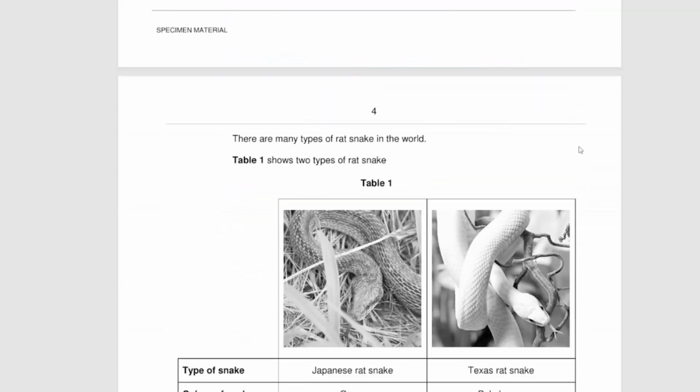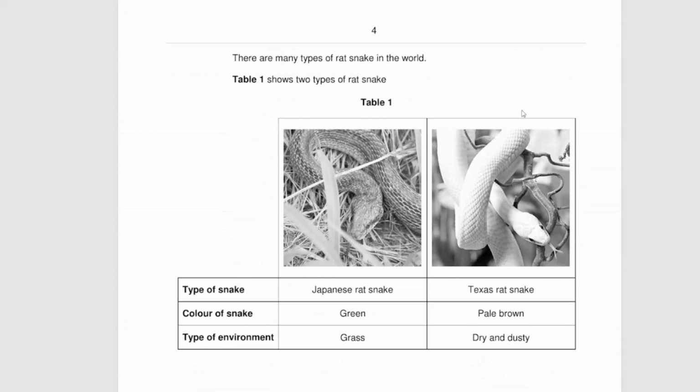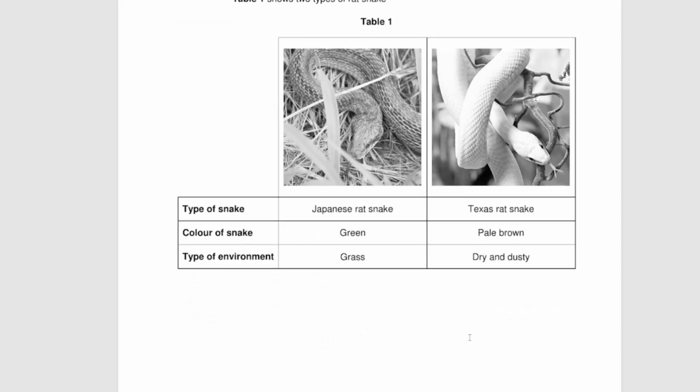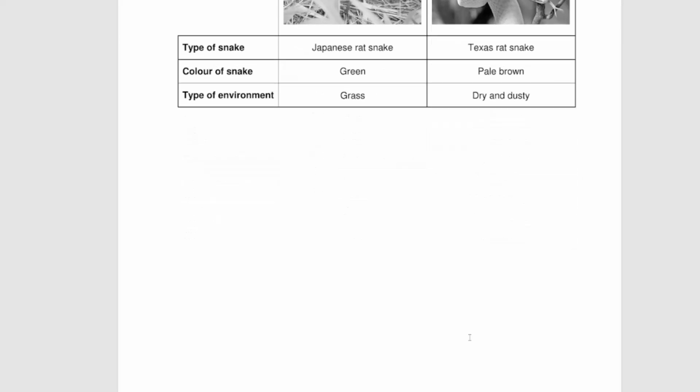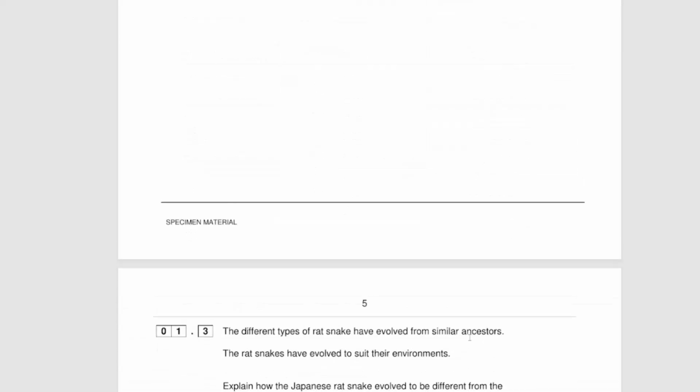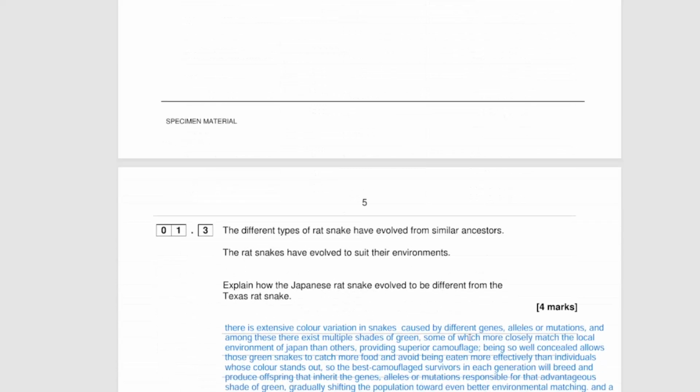Now moving on with question 1. There are many types of rat snake in the world. Table 2 shows two types of rat snakes. The type of snakes are the Japanese and the Texas rat snake. The Japanese rat snake is green, while the Texas one is pale brown. The Japanese one has a grassy environment, while the pale brown one has a dry and dusty environment. And the question related to this is to explain how the Japanese rat snake evolved to be different from the Texas rat snake. This is my answer.